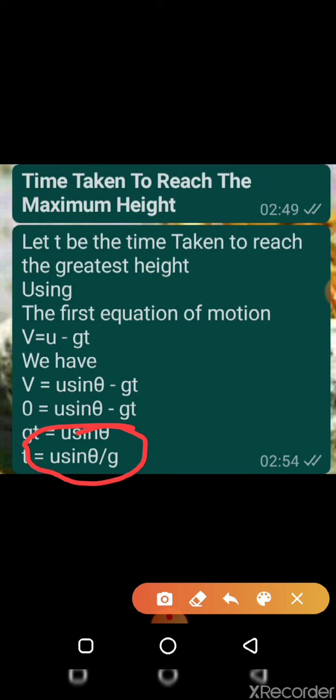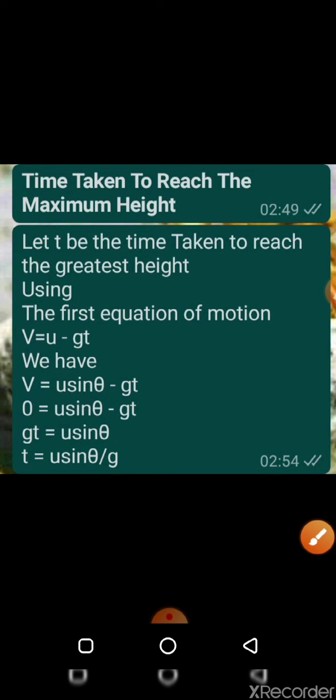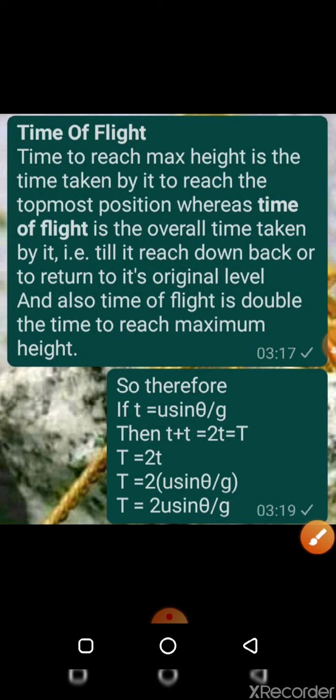So that is the time taken to reach the maximum height. Small t equals u sine theta over g. Now, interestingly, the time to reach maximum height is the time taken to reach the topmost position, that is our small t, whereas the time of flight is the overall time taken, that is, the time taken for it to go back to its original level. So therefore, time of flight is double the time to reach the maximum height.